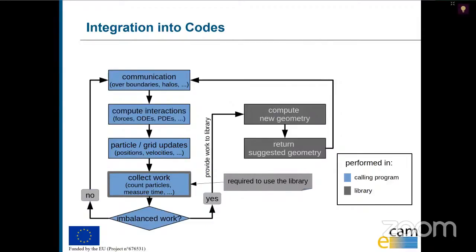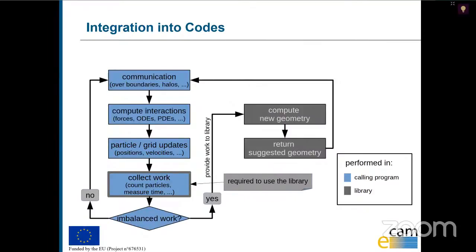After you finish these computations of interactions, you usually update your particles or grid positions by updating positions, updating velocities, or updating values on these grid points. And then you continue again with the communication step.